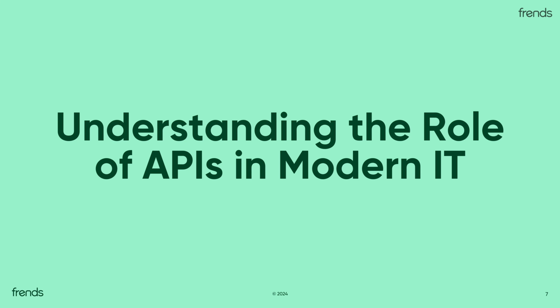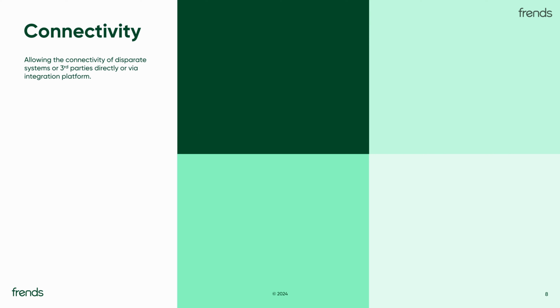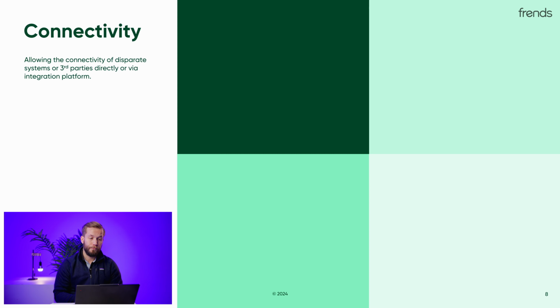The APIs have a major role in modern IT, so we'll go through them. First of all, the APIs provide the connectivity to the various systems and applications a company or business might have, very disparate systems in the IT landscape. APIs are one way of publishing that information and enabling the connectivity. And sometimes companies might use an integration platform to consume those APIs, like we do with Frends.